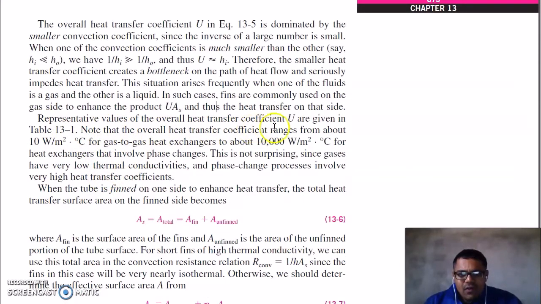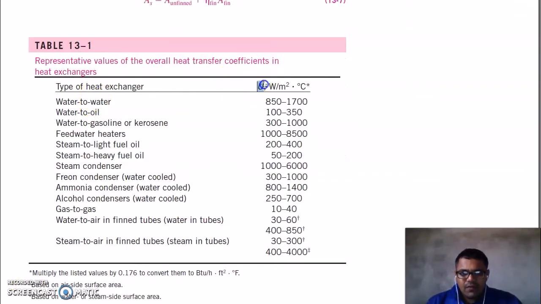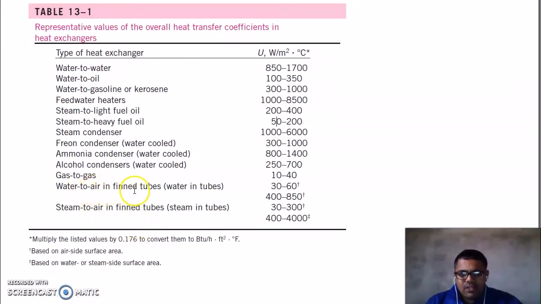Representative values for the overall heat transfer coefficient U are given in the table. Note that the overall heat transfer coefficient ranges from about 10 watt per meter square degree Celsius for a gas to gas heat exchanger to about 10,000 watt per meter square degree Celsius for heat exchangers that involve a phase change process. So this is your overall heat transfer coefficient. Between water to water, it is near 1000 in this range. Water to oil, this. And from steam to heavy fuel, it is less, which is gas on the gas side, because steam is a form of gas. So this is less. And you can see from water to air, it is also less even with the fins. It is only 30 to 60.